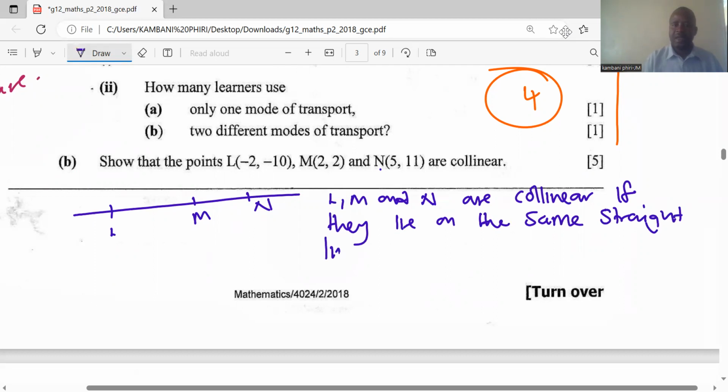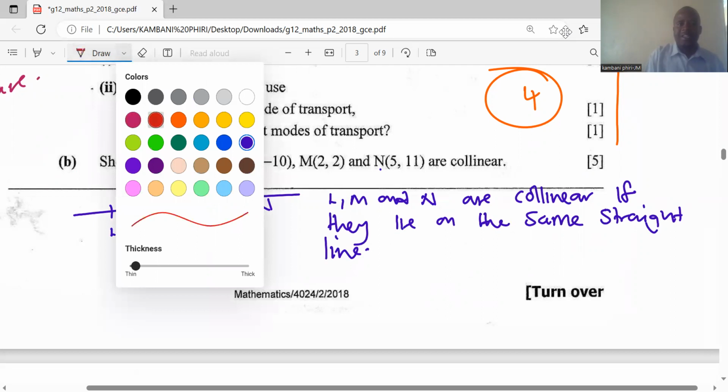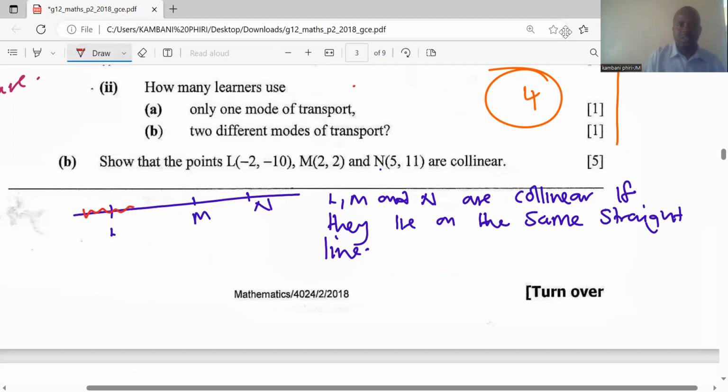Straight line. All right. Hence, a very sufficient condition to check if they are collinear is by getting their gradient, because a straight line has got a constant gradient. The gradient is the same throughout. All right. So what can we do?